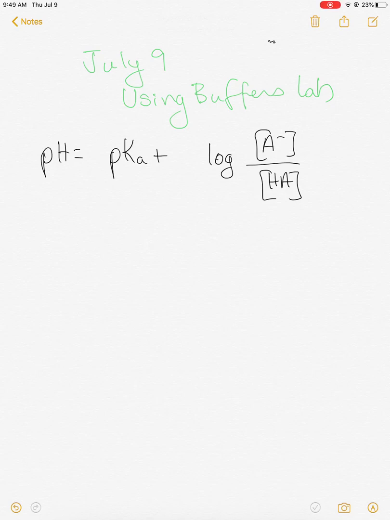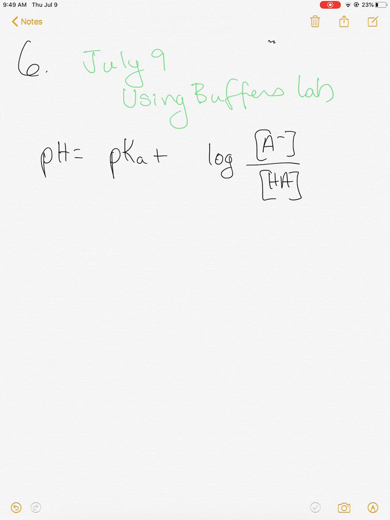Good morning. I want to give you some help for the Using Buffers lab. And the very last question, I think it's number 6. And it's talking about you've got a buffer solution, which means you have a weak acid and its conjugate.